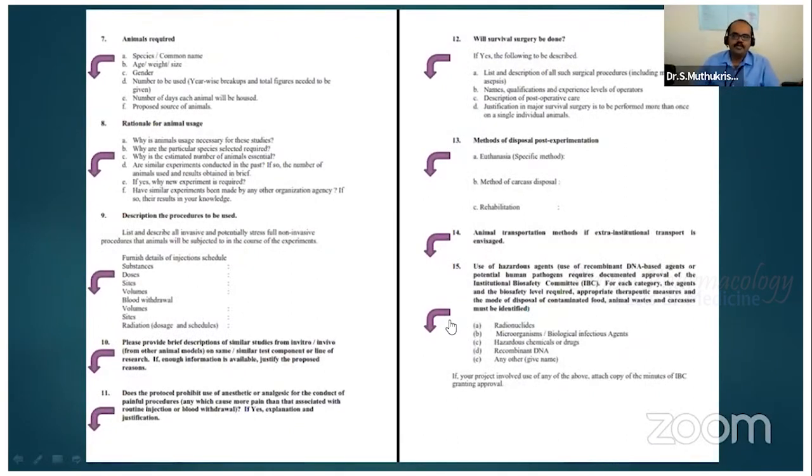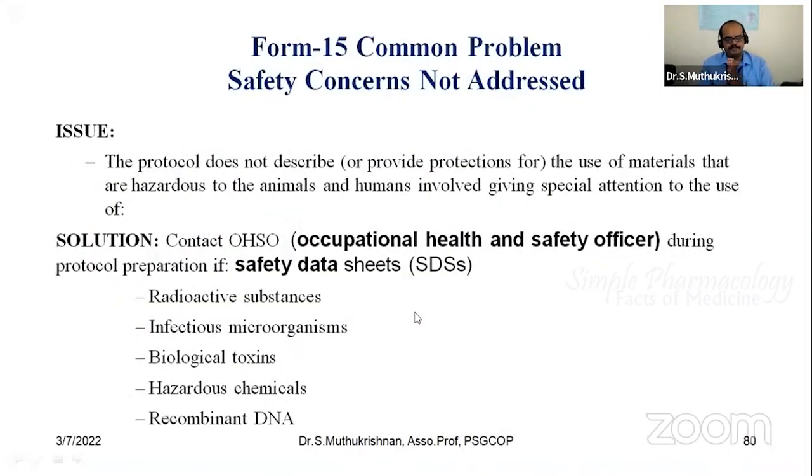This part deals with any hazards you use during your studies, either biological hazard agents, a radionuclide, a microorganism or biological infectious agent, or a recombinant DNA product, whatever it is. If it is a hazardous product, you have to explain all those things in part 15. The same applies if your protocol uses any chemical substance that is harmful to humans, which is considered a hazardous substance.